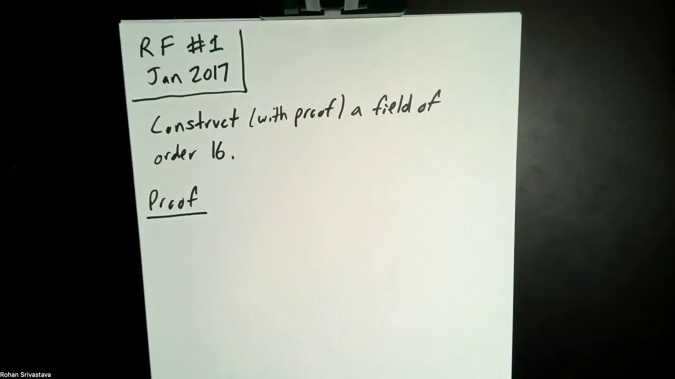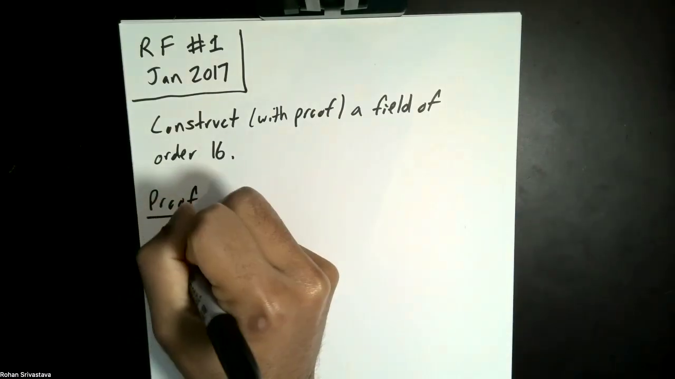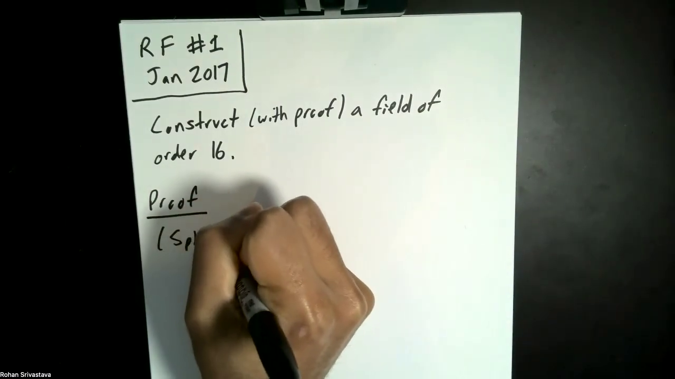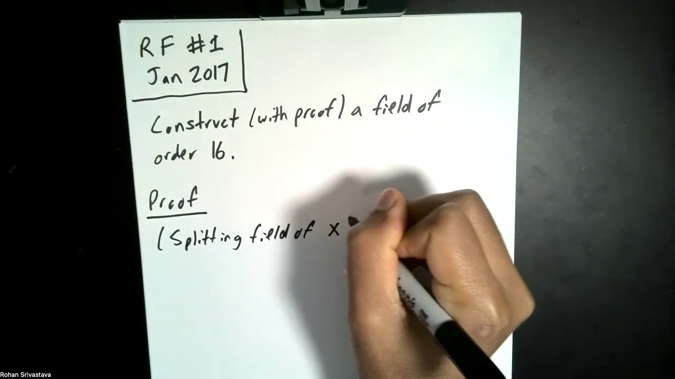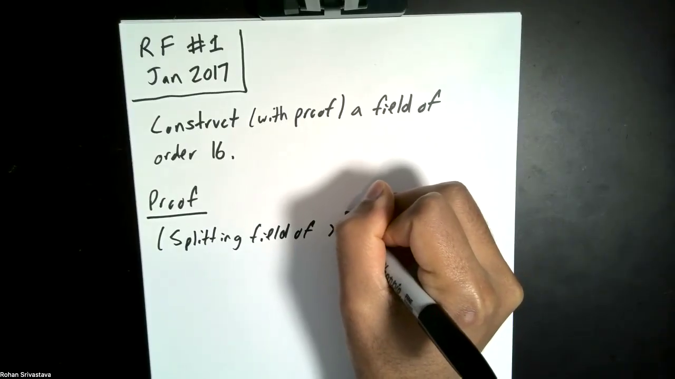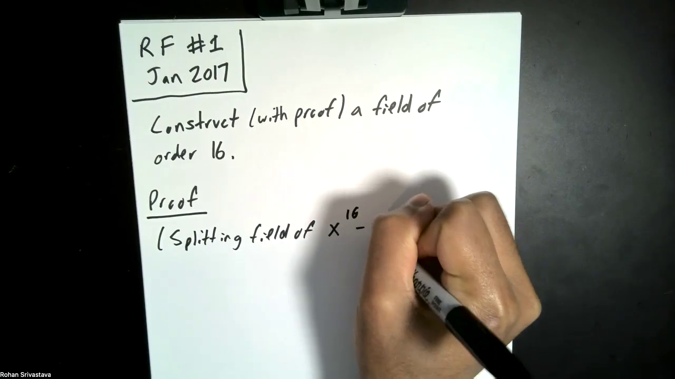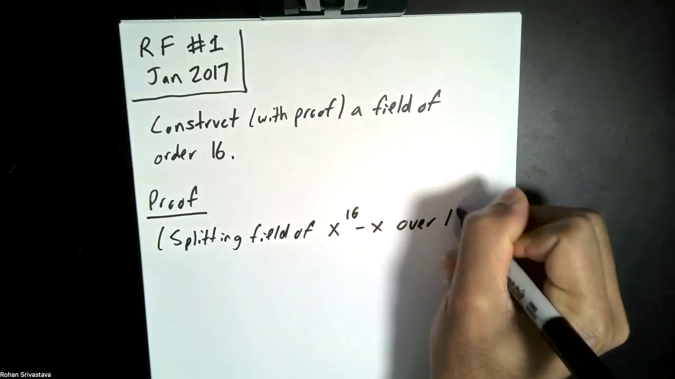This problem asks us to construct, with proof, a field of order 16. So 16 is a prime power, and we know that finite fields of all prime power orders exist and are unique up to isomorphism. And one thing we could say is that the field of order 16 is the splitting field of x to the 2 to the fourth, which is 16, minus x over F2.